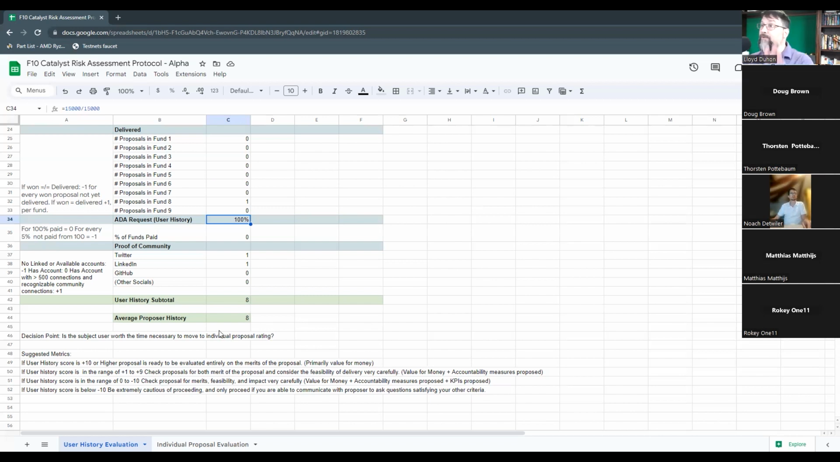On the user history side, these are great points, and I appreciate the new points, guys. Before we move on to the proposal side, does anybody have any other areas that you might propose on the user history side? Are there any other metrics we can look at?